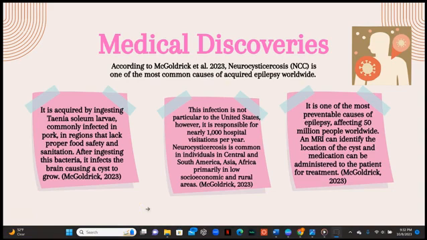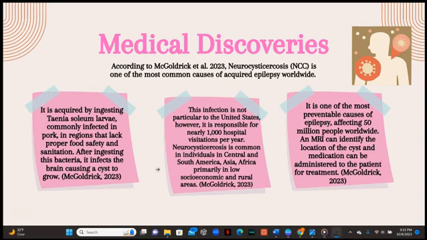So a new medical discovery that was found this year by Mick Goldrick. It's called neurocysticercosis, and it's one of the most common causes of acquired epilepsy worldwide. It is acquired by ingesting larvae commonly found in pork, and it's found in regions that lack proper food safety and sanitation. After ingesting this bacteria, it infects the brain and it causes a cyst to grow.